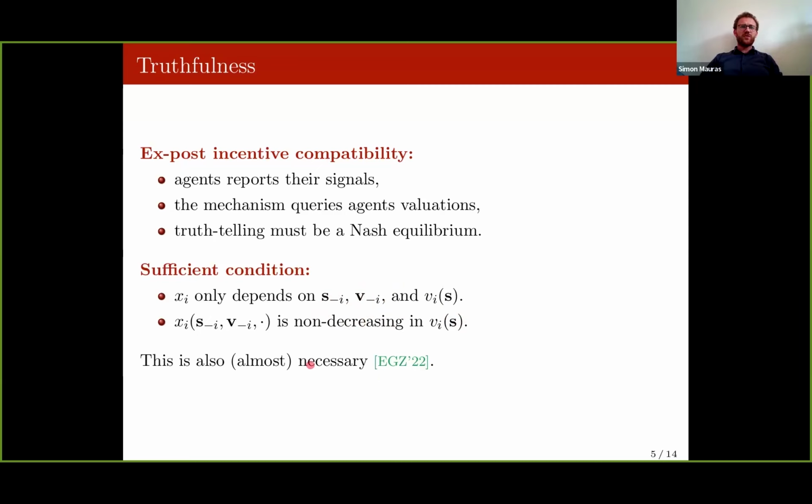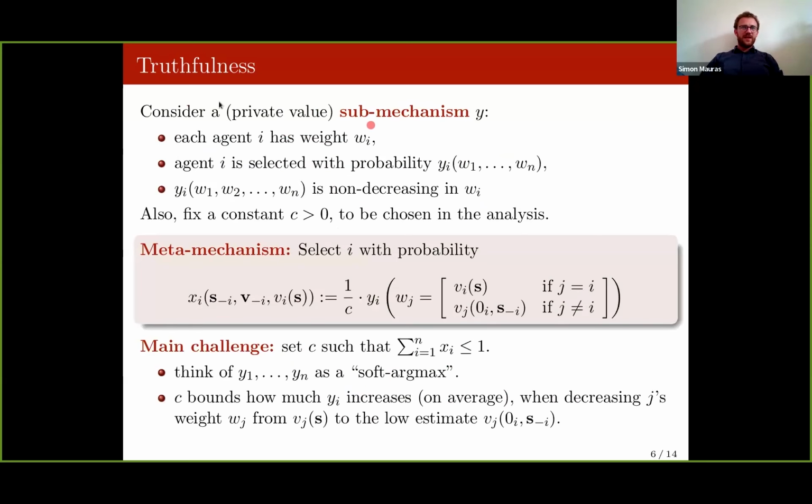So this condition is also almost necessary. This is a characterization by this paper of 2022. And every paper that worked on private valuation functions is considering this sufficient condition to come up with mechanisms. Okay, so how do mechanisms work? Let me tell you which framework, which construction has been used in the past in the literature.